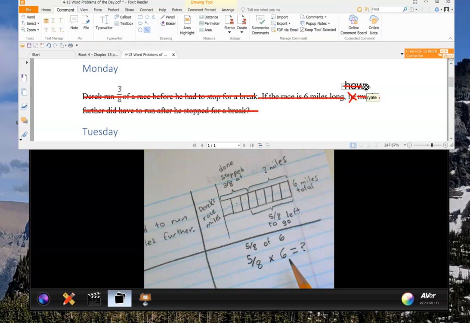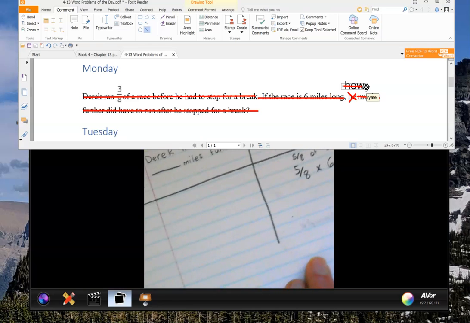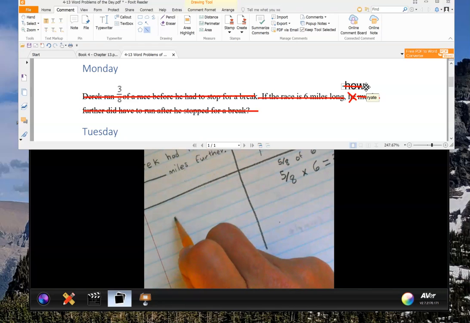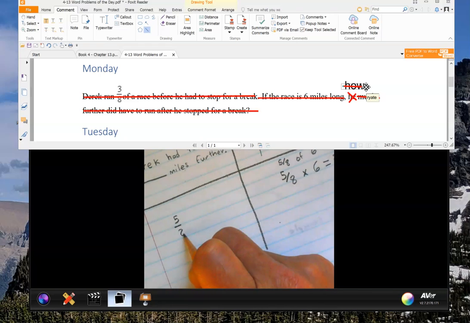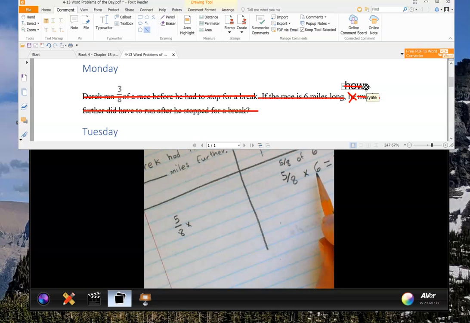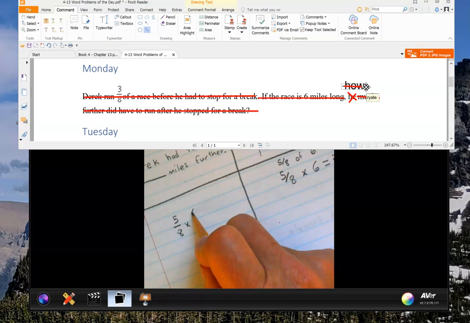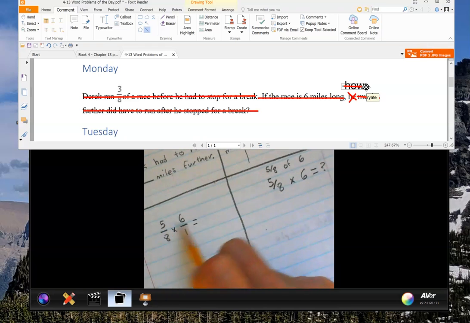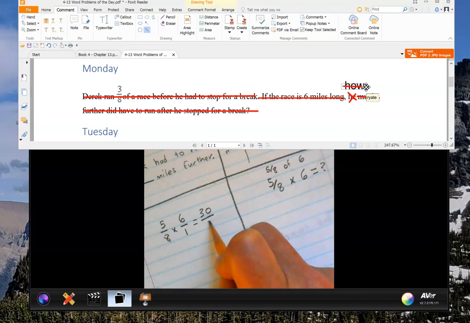Now I'm ready to solve it. I've got my expression, so I'm going to go over to my solving section. I'm multiplying a fraction, 5/8. Don't need to change that. I do need to change my 6 to a fraction, an improper fraction at that. So it'll become 6/1. When I multiply this out, I'll take the 5 times 6 and get 30. 8 times 1 is 8, and I get 30/8 miles.